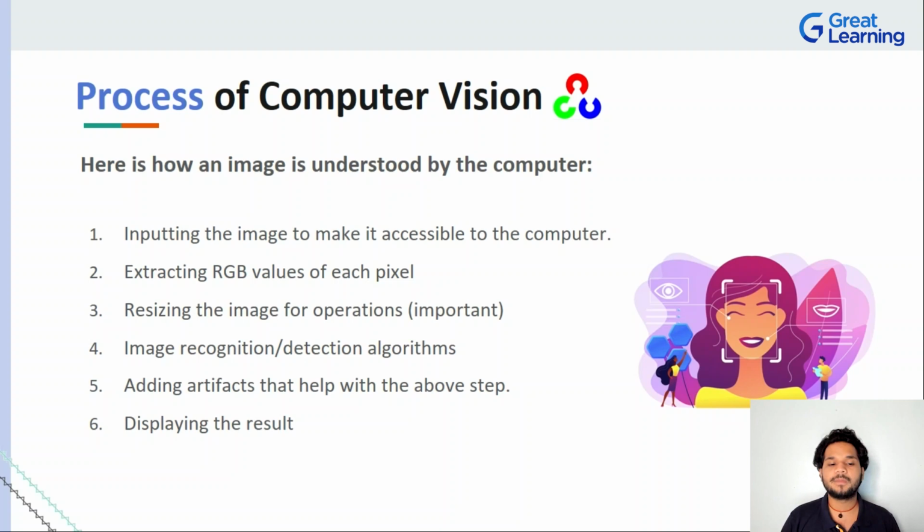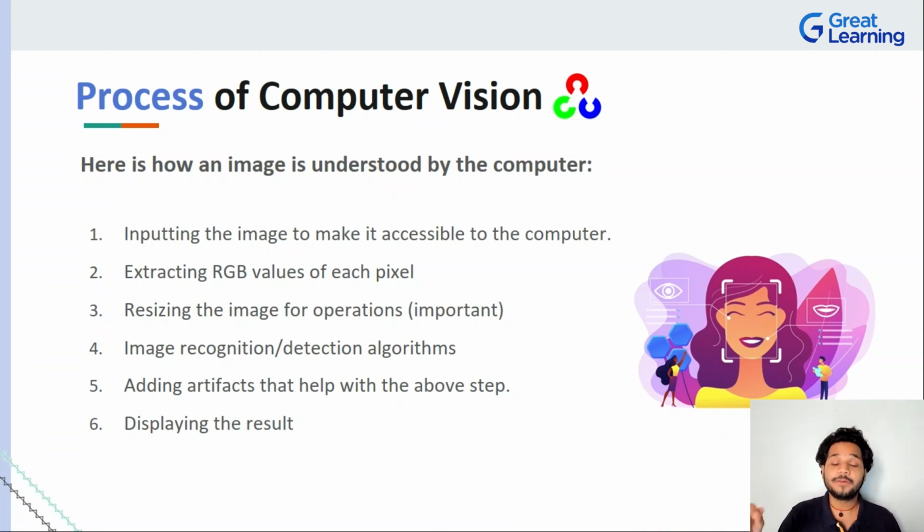Step number 5 talks about adding artifacts that will help you with step number 4. Step number 4, let's just say I gave my computer an image. For example, this is the actual image that we are going to give to our computer, right? If you take a look at it, there is a rectangle that is drawn on the face. What is the purpose of this rectangle? The purpose of this rectangle is to tell us that there was something detected in that particular region.